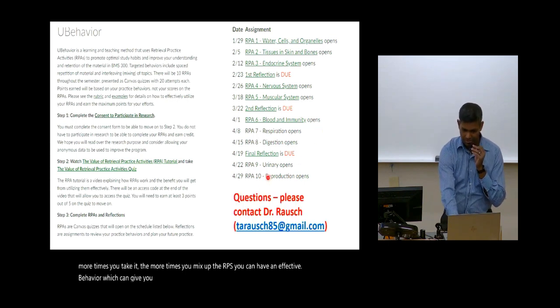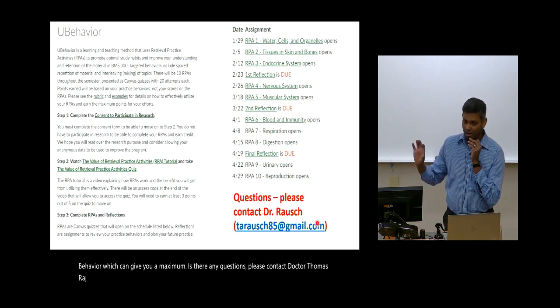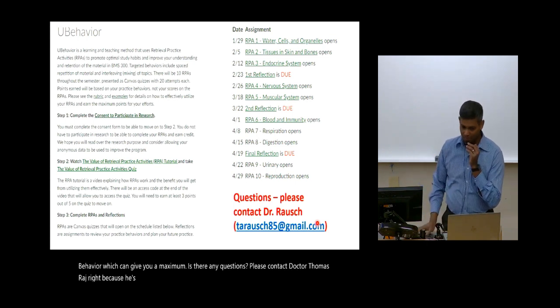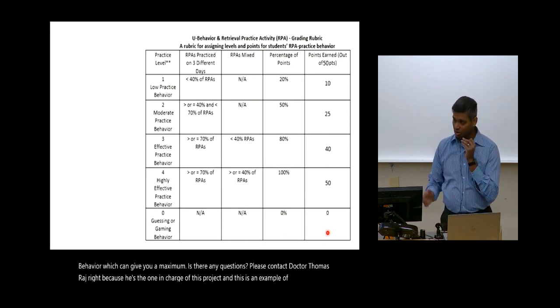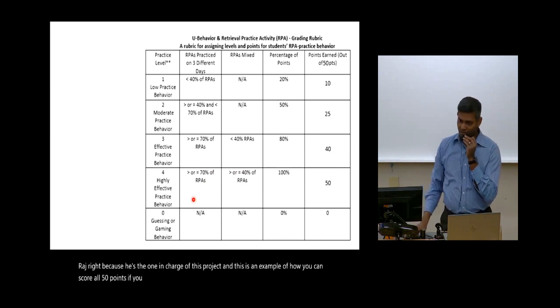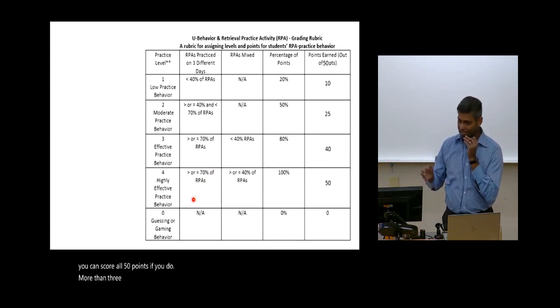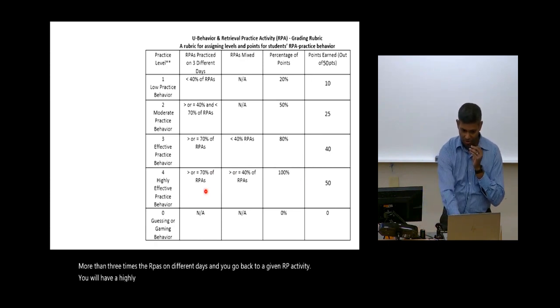If there are any questions, please contact Dr. Thomas Rausch, because he's the one in charge of this project. And this is an example of how you can score all 50 points. If you do the RPAs more than 3 times on different days, and you go back to a given RPA activity, you will have a highly effective behavior and you can score 50 points.